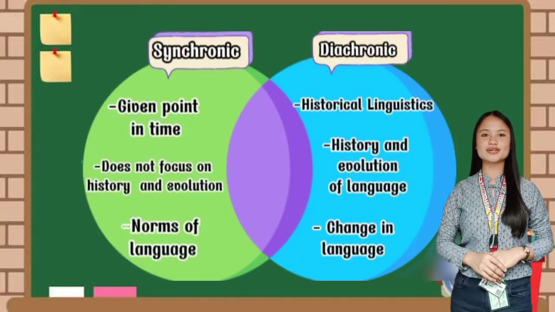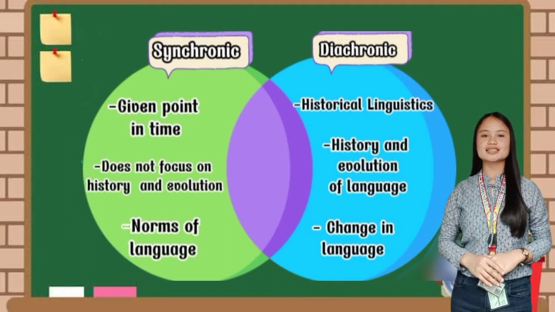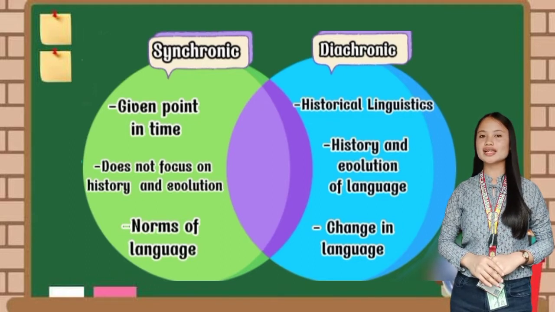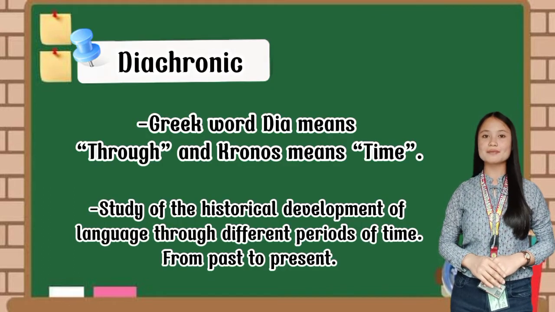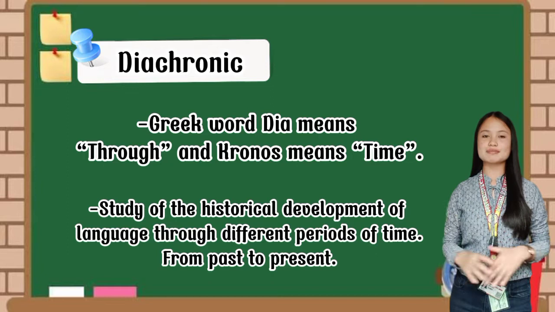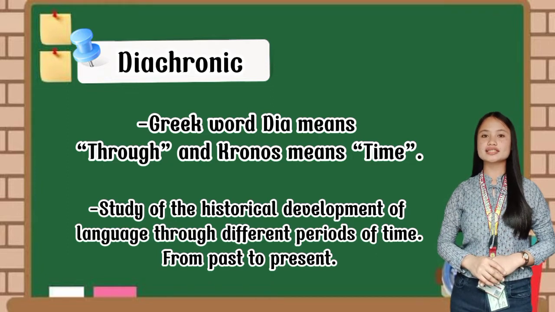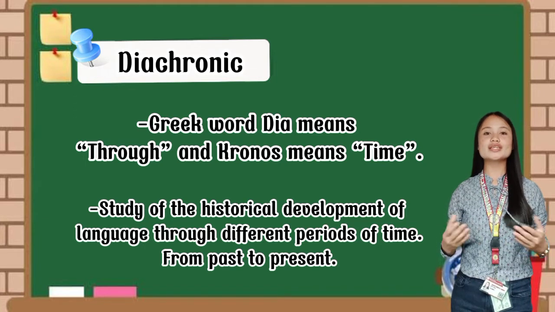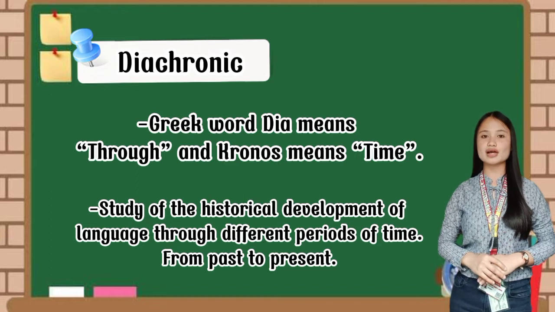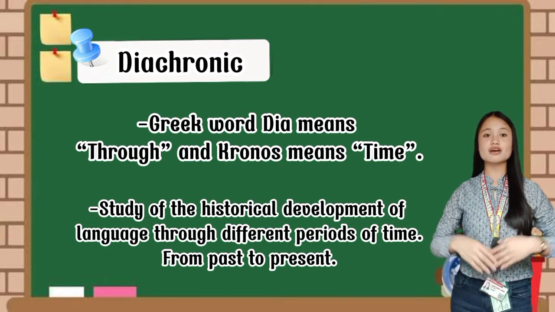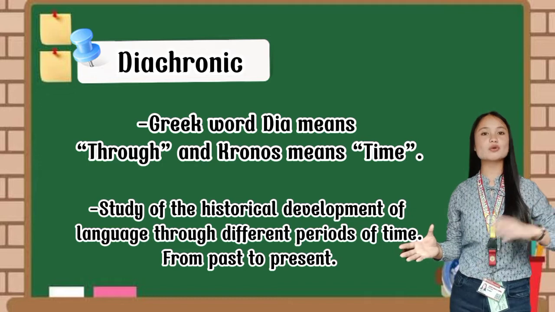And now let's move on to diachronic linguistics. The first one is that it is historical linguistics. Diachronic came from the Greek word dia, meaning through, and chronos meaning time. It is also called historical linguistics as it is the study of a language through different periods in history. The word history is necessary for diachronic because we are studying the historical development of language through different periods of time, from the past to present.